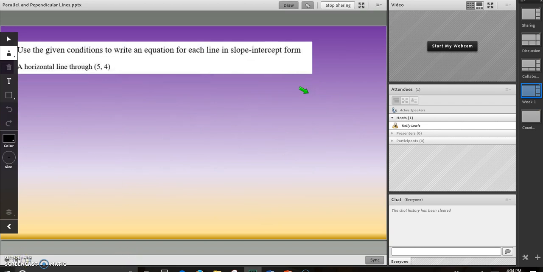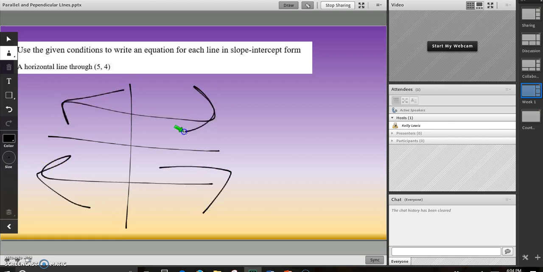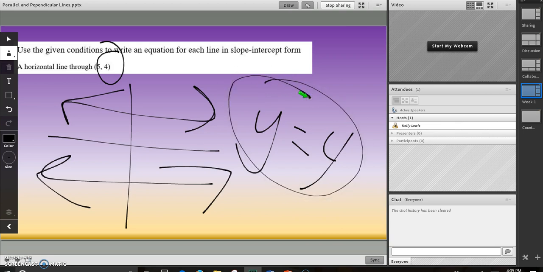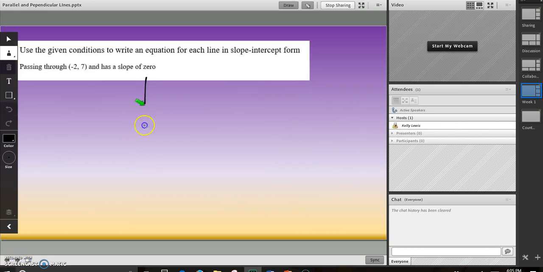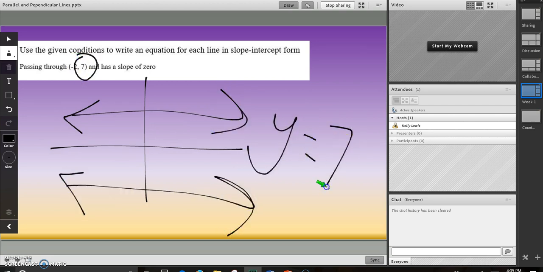Do another one. A horizontal line is when y equals a number. The number that y equals right here is 4. So that's your answer. Do another one. Slope of 0 is a horizontal line. The horizontal line is when y equals a number, so we get y equals 7.